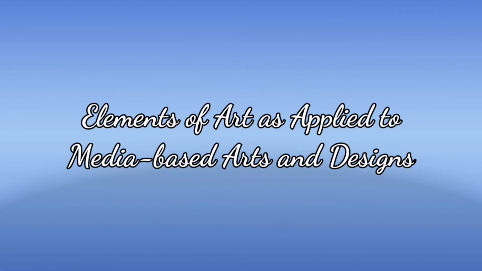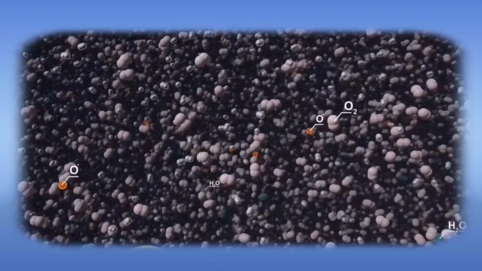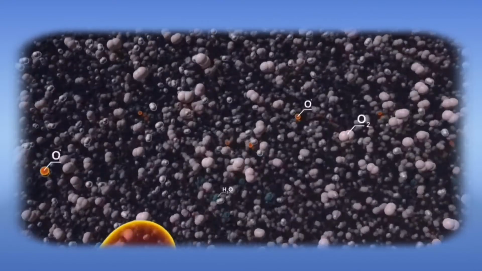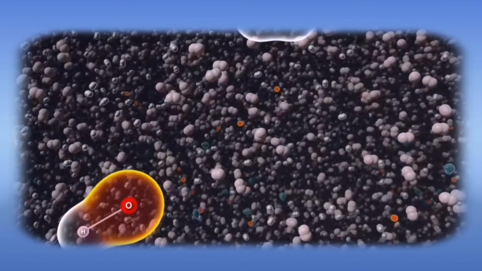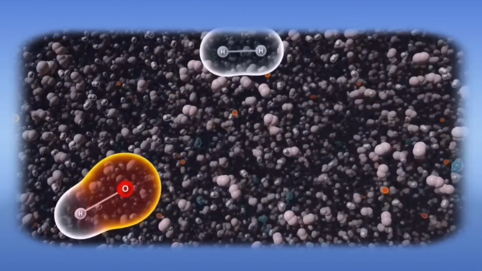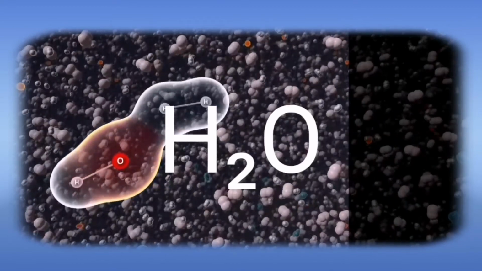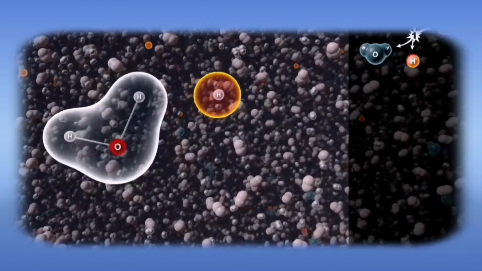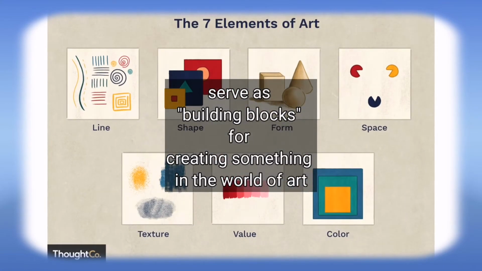Elements of art as applied to media-based arts and designs. In science, you learn that when atoms are combined together, they form other things. Sometimes they usually make a simple molecule, just like when hydrogen and oxygen form water, H2O. Therefore, the elements of art are like atoms that serve as building blocks for creating something in the world of art.